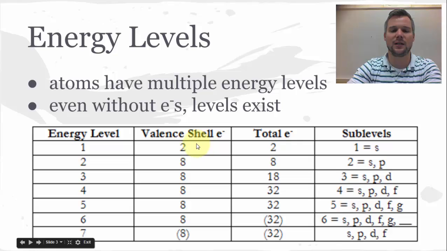But one common theme to see is that if you're in energy level 1, you have a duet. All other energy levels have an 8 for their valence shell capacity, the outermost energy level.